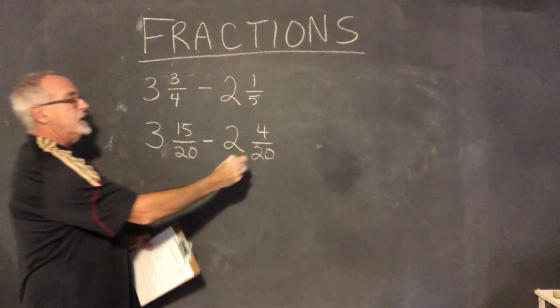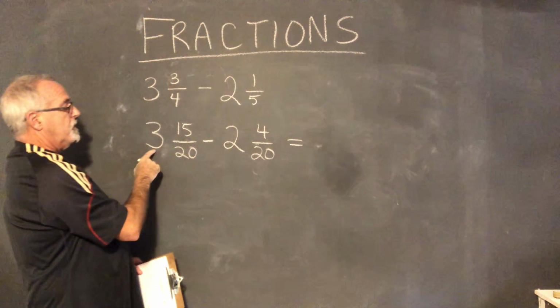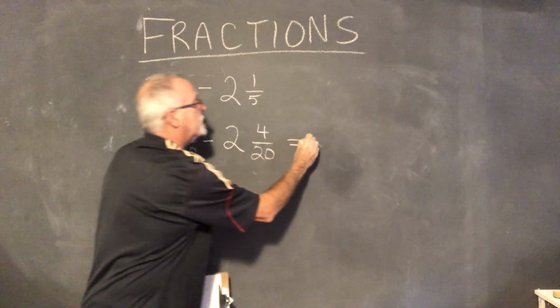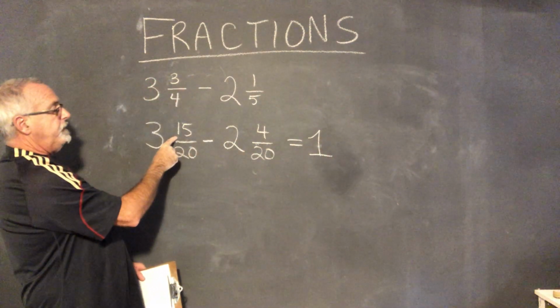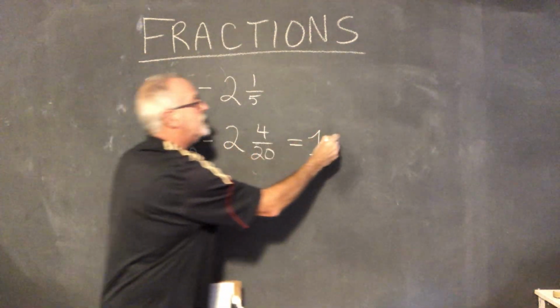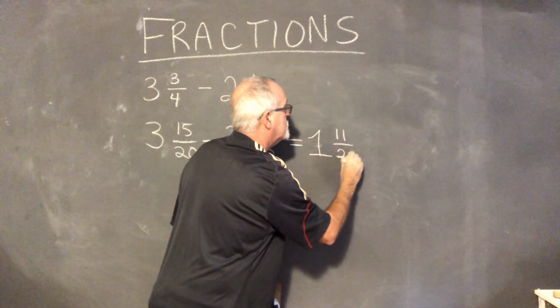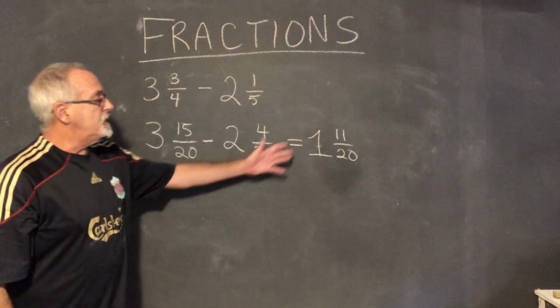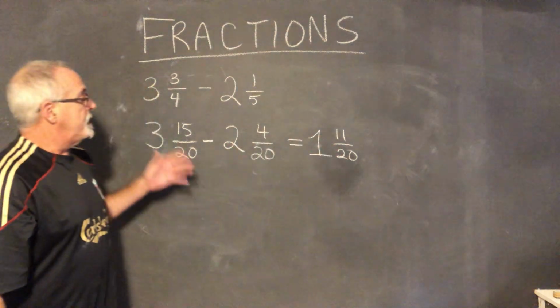Now I can go ahead and answer my question. Whole numbers, 3 minus 2 is equal to 1, and then 15/20 minus 4/20 is equal to 11/20. I have my answer. It doesn't have to be simplified. That worked.